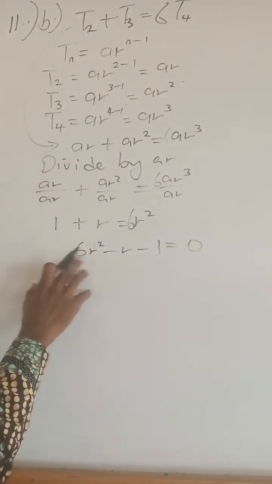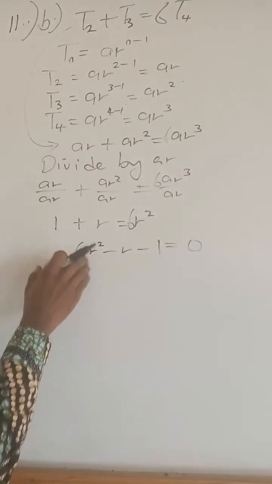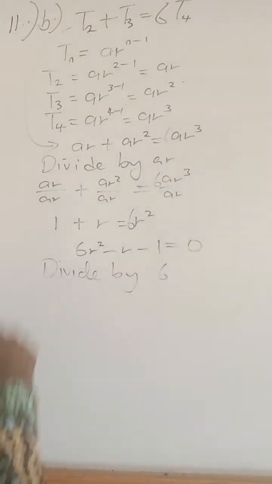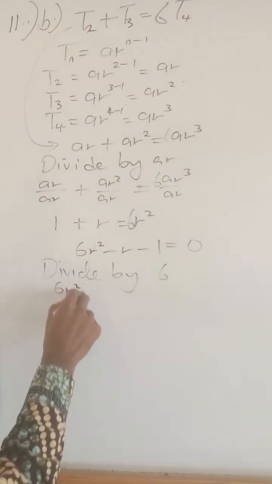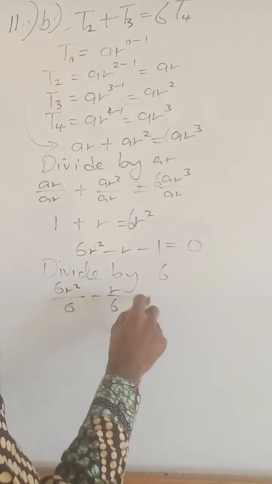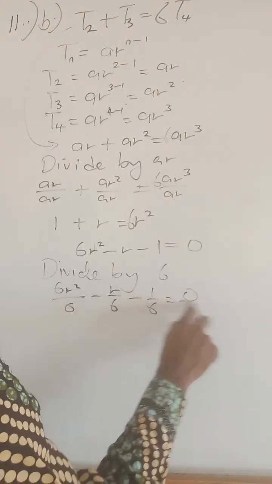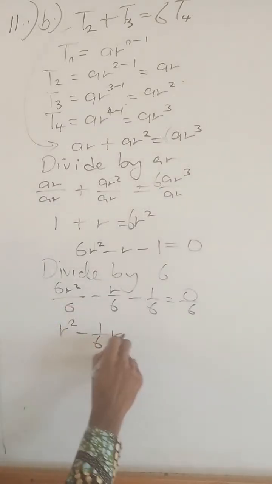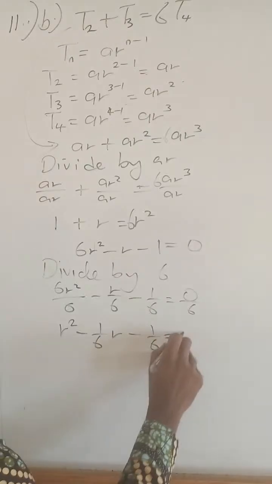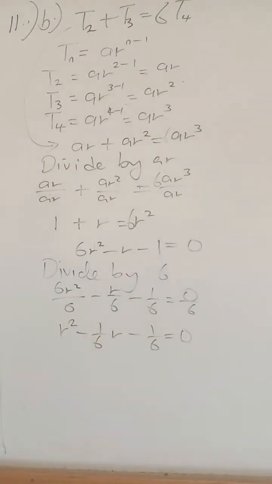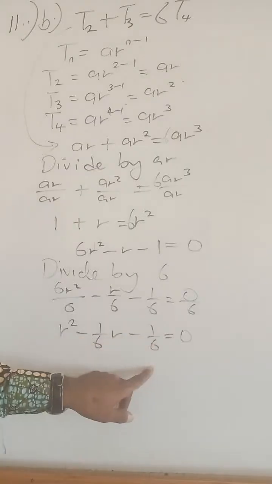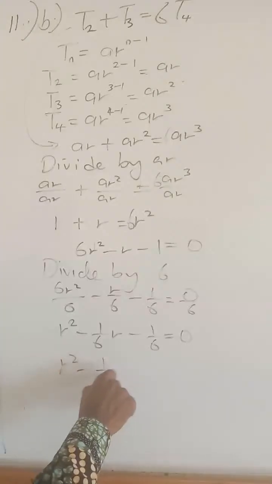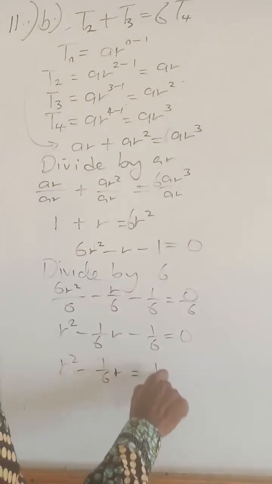You want to divide through by 6 to make sure the coefficient of r squared is 1. So divide everything by 6. That gives you 6r squared over 6 minus r over 6 minus 1 over 6 equals 0 over 6. That means you have r squared minus 1 over 6 r minus 1 over 6 equals 0. Now, the constant term is minus 1 over 6. If we take it to the other side of the equation, that gives us r squared minus 1 over 6 r equals 1 over 6.